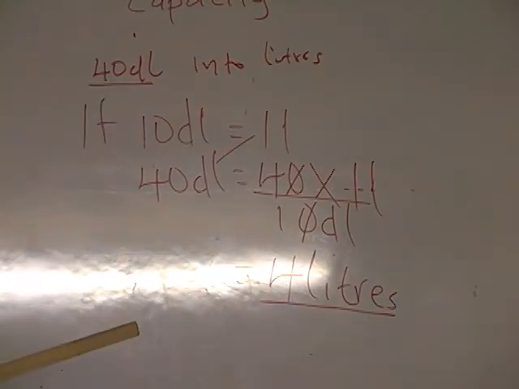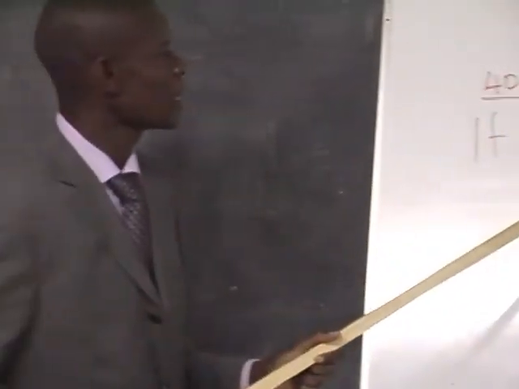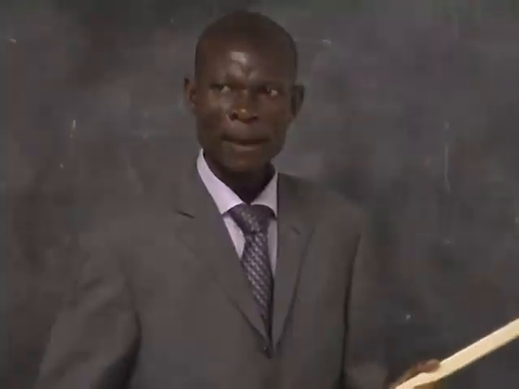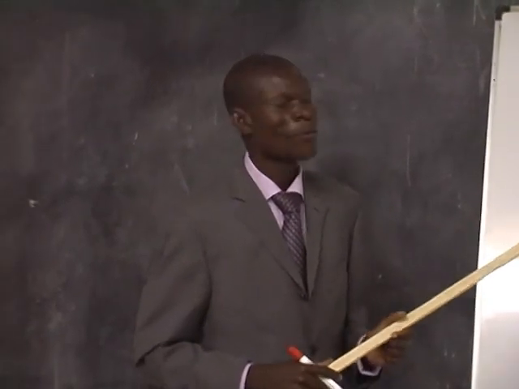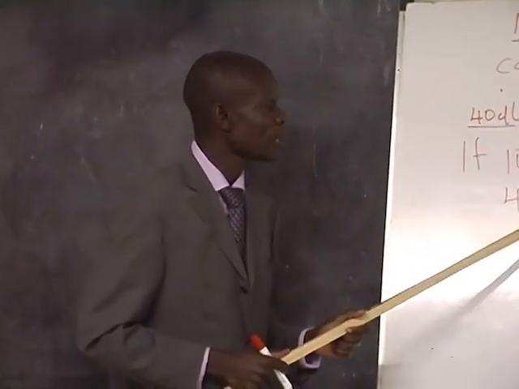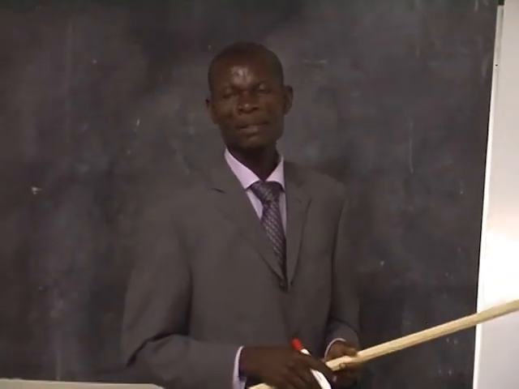So, anytime you are given a capacity in deciliters and you are told to convert it into liters, class, I'm saying that you need to start by writing the formula that relates the units. Once that is done, you will always be able to get accurate answers.